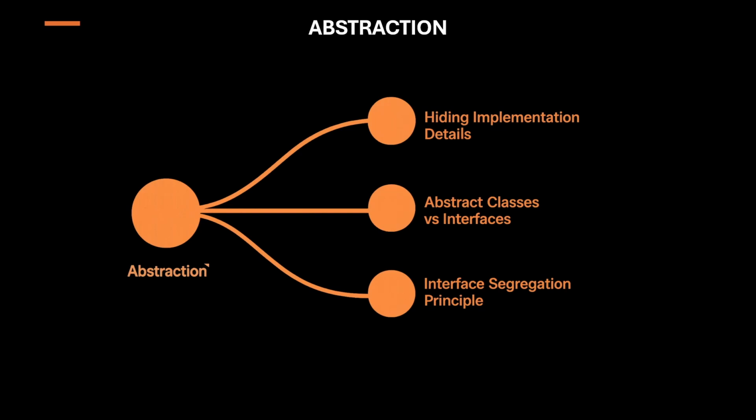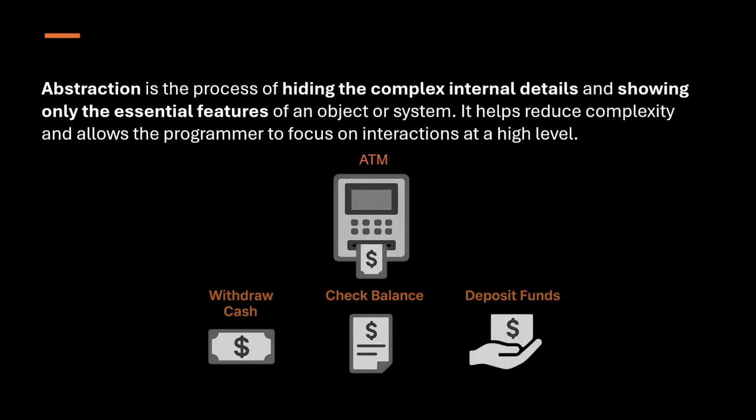Let's get started. Let's start by understanding what abstraction really means in the world of programming. Abstraction is all about hiding the complex internal details and showing only the essential features of an object or a system. This means, as programmers, we don't have to worry about every tiny inner working behind the scenes. We can focus on the parts that really matter to us.